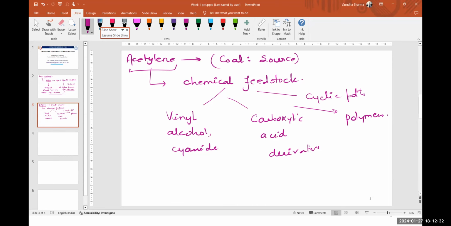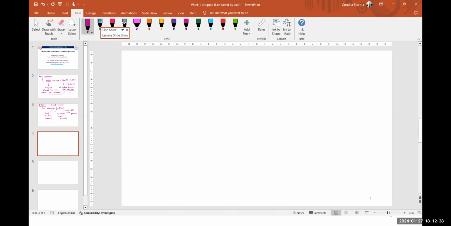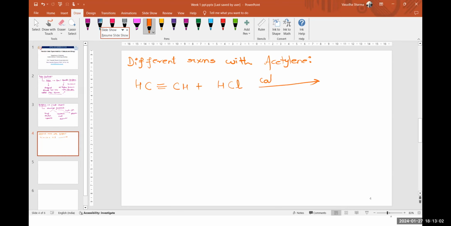So here we will take up its different reactions with acetylene. If acetylene is made to react with HCl, in the presence of the catalyst mercury chloride, it will give you vinyl chloride.